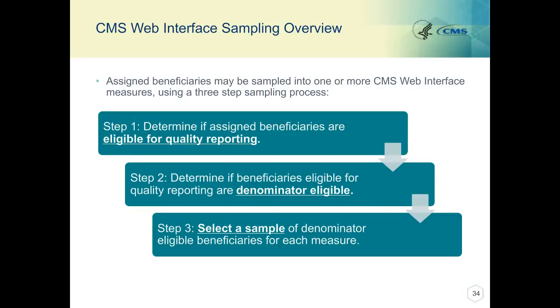And the next step is determining if a beneficiary is denominator eligible. For each measure, we have certain criteria for denominator eligibility, which include age, visits, and/or diagnosis criteria, and those are all applied at this stage. And then the last step is the actual selection of the sample for all the denominator eligible beneficiaries, and it's for each measure. Next slide, please.